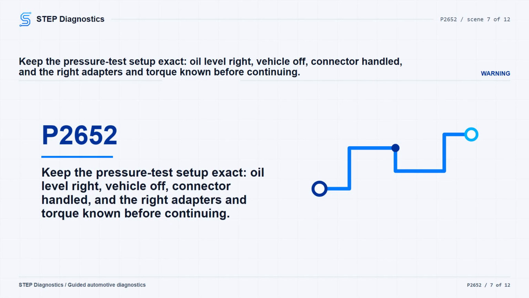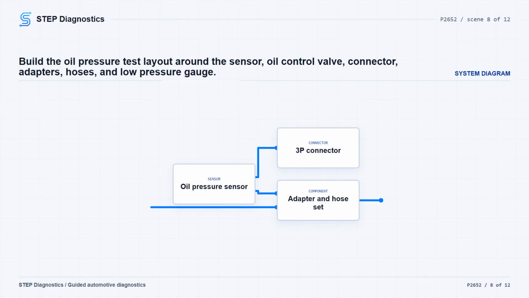For the rocker arm oil pressure sensor inspection, make sure the engine oil is at the specified level before setting up the pressure test. Turn the vehicle to OFF. Disconnect the rocker arm oil pressure sensor 3P connector, remove the sensor from the rocker arm oil control valve, and install the oil pressure hose, adapters, test hose, and low pressure gauge setup.